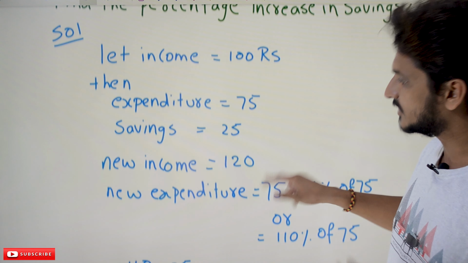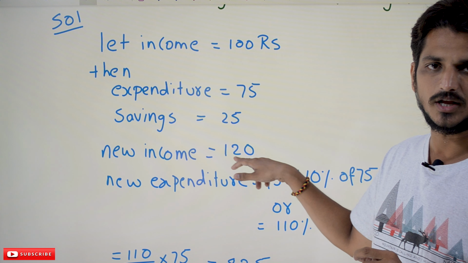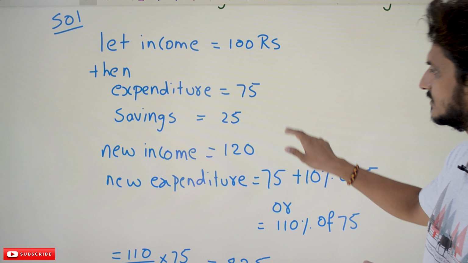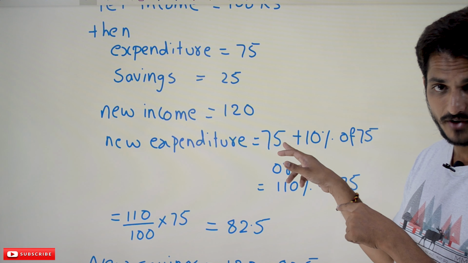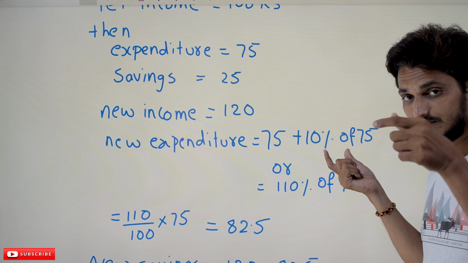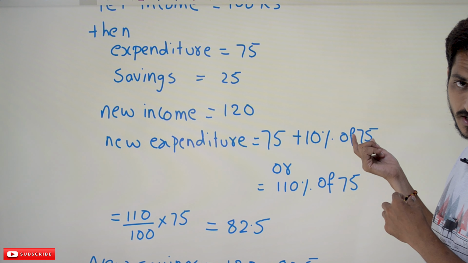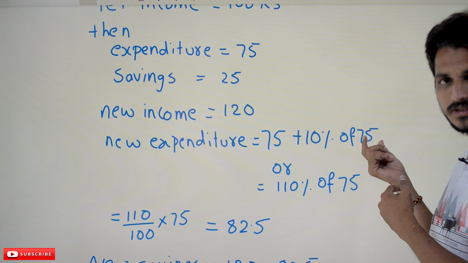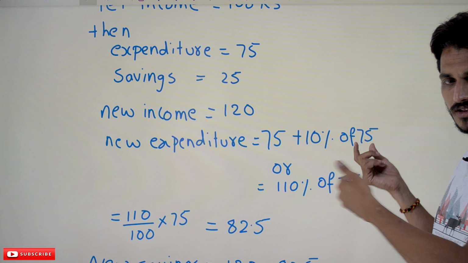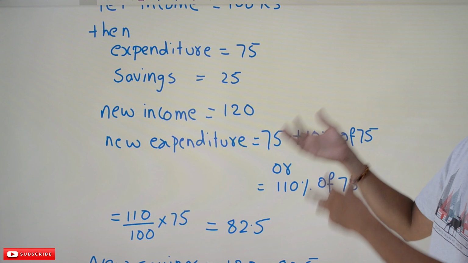So what they have next point, 20% increase in income means the new income is 120. 10% increase in expenditure. So new expenditure is equal to, previously he is going to spend 75 plus 10% of 75. Whenever you see this basic 10% of 75, you are getting the amount. How you get the amount? 10% of 75, 10 by 100 multiplied by 75. You are going to get the extra expenditure, 10% amount he is spending. So 75 plus that amount, you are going to get the new expenditure.